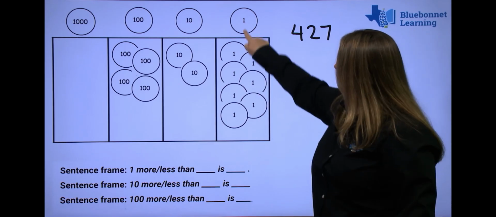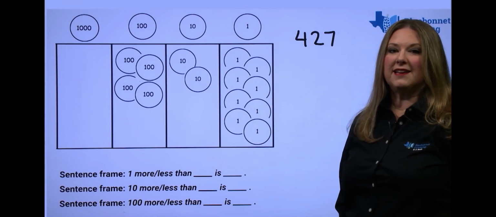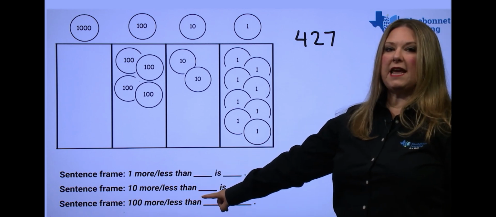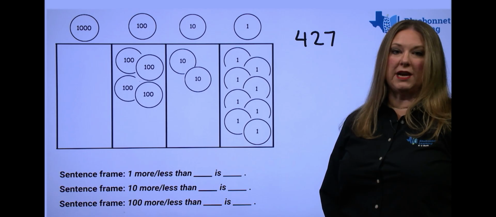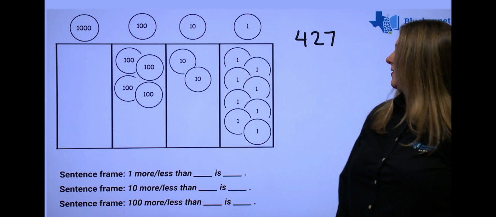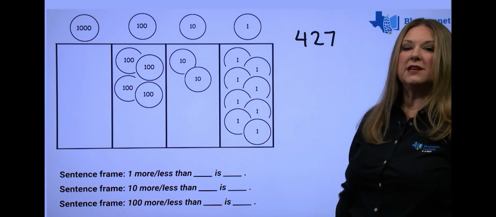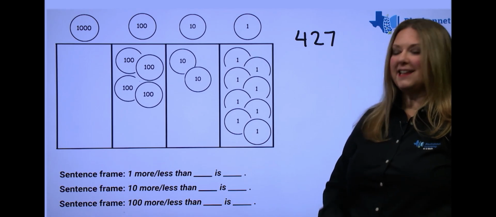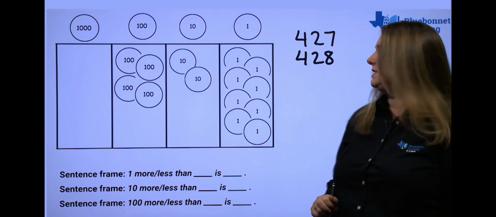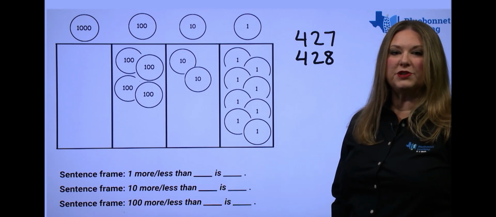Okay, get ready. Now what number did I make? Look at our sentence frames. Did I do 1 more or 1 less, 10 more or 10 less, or 100 more or 100 less? Talk to your partner. That's right, I did 1 more because I added 1 and it was only to my 1's place. So what number do I have now? Okay, I'm at 428. And you guys used your sentence frame. You said 1 more than 427 is 428.